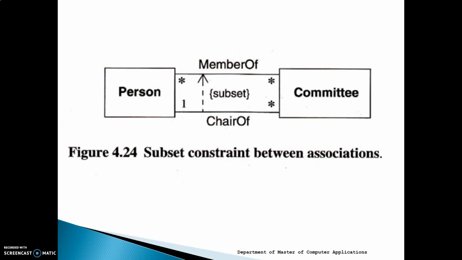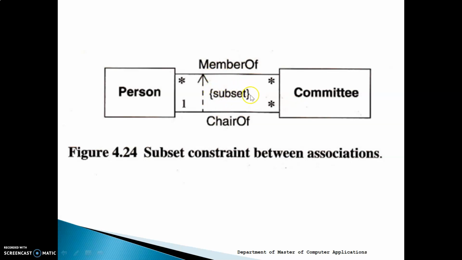So this is an example of a subset constraint between associations, right? So what are you trying to do here? You have a class called person and a class called committee. What is the relationship between them? Person is a member of the committee. Person can be a chairperson of the committee, right? But what is the constraint? For him to be a chairperson, this chairperson should be a subset of member of, right? So what is the constraint? The chairperson should be a member of the committee for him to become the chairperson.